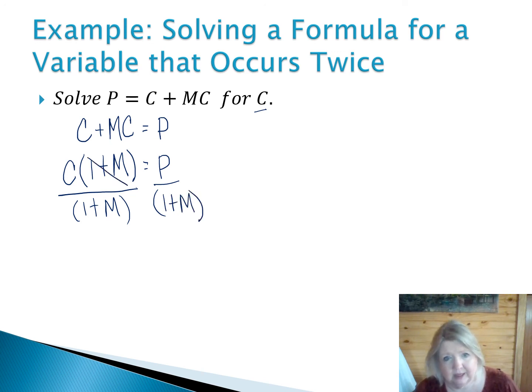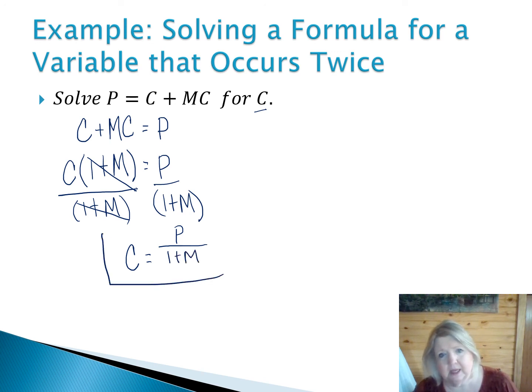On the left-hand side, that number over itself is a 1, and 1 times C is C. On the right-hand side, I just show you that I'm going to use my division bar there as a grouping symbol and drop those parentheses. Not as difficult as it looks.